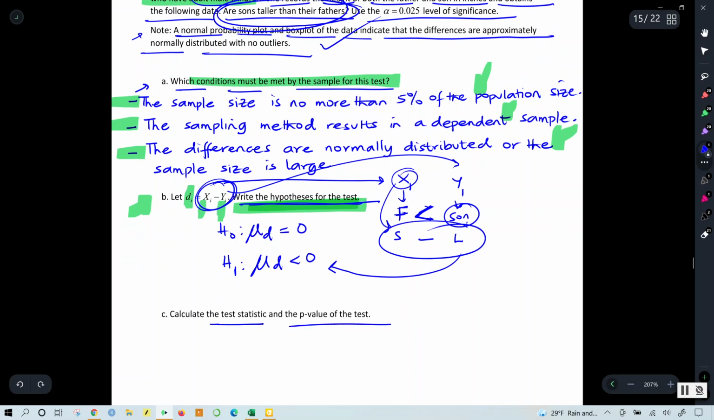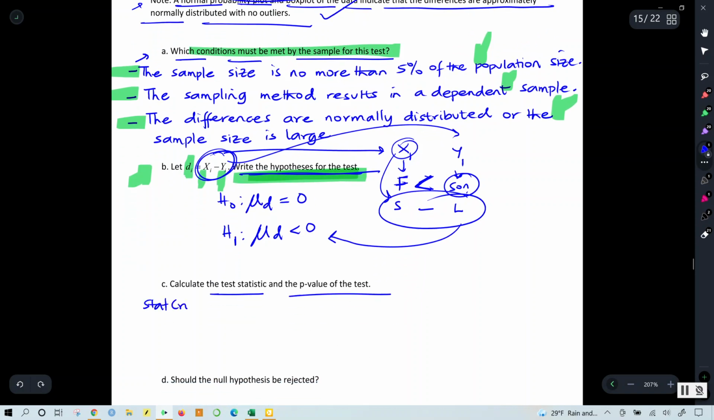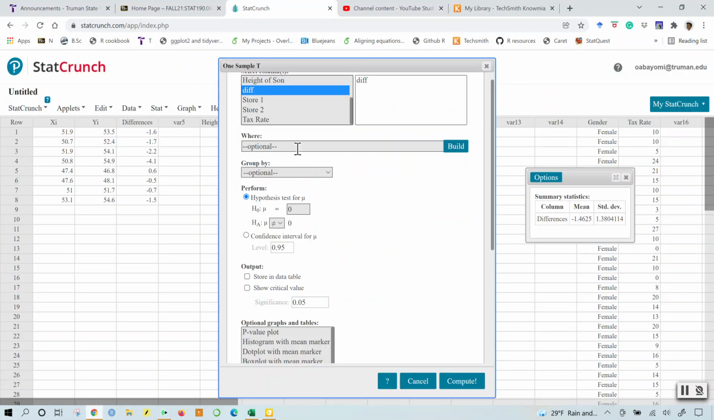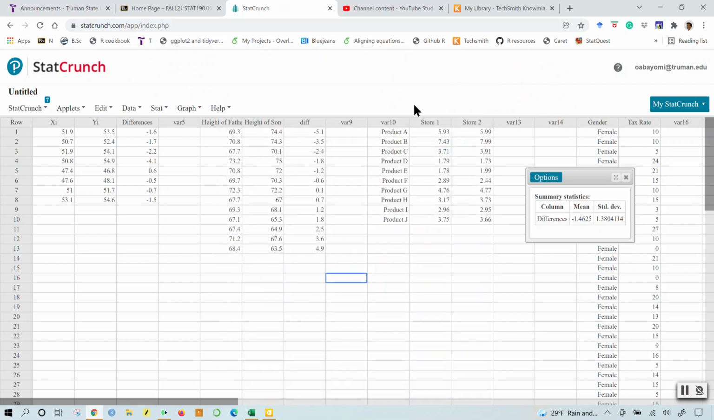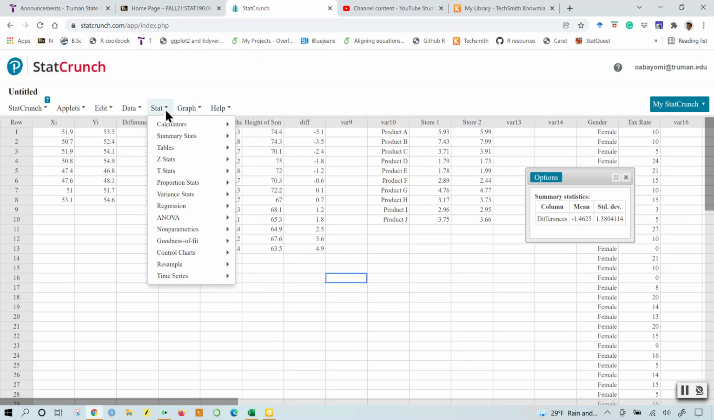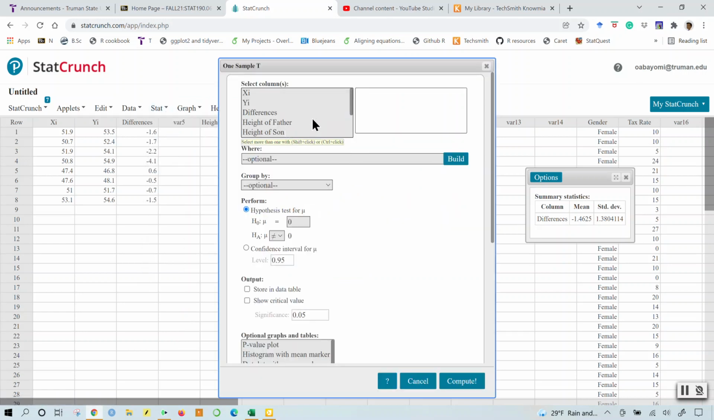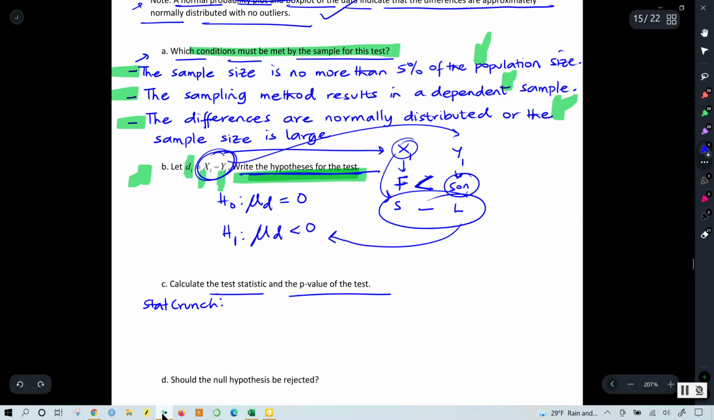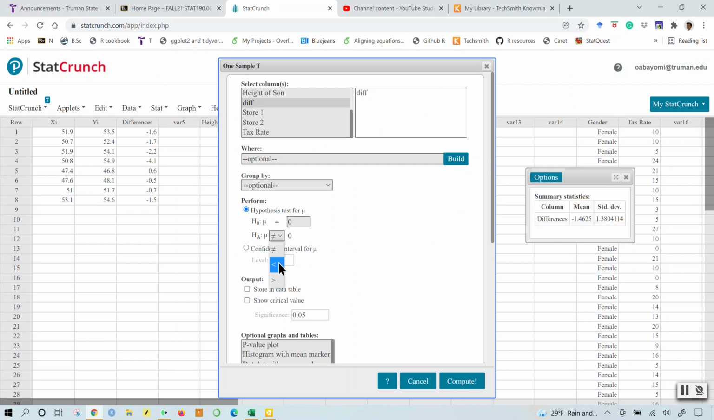Then for the test statistic and the p-value, this is where StatCrunch comes to the rescue. So quickly, we go back to StatCrunch. We have already gotten the differences earlier, as we showed. Again, just to illustrate, go back to stats, go to t-statistics, one sample with data, then choose that particular difference, and we want to perform a hypothesis test. This is always equal to 0, but if you look back, your alternative should be less than 0. So let's do that. So less than 0, and then we want to show critical value.